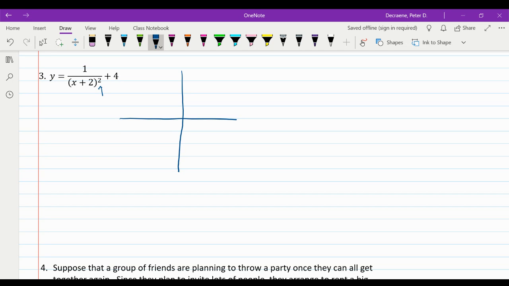The only way to get 0 in the denominator is if x equals -2: -2 plus 2 is 0, squared is still 0. So x can't be -2. So I draw my asymptote there at x equals -2.